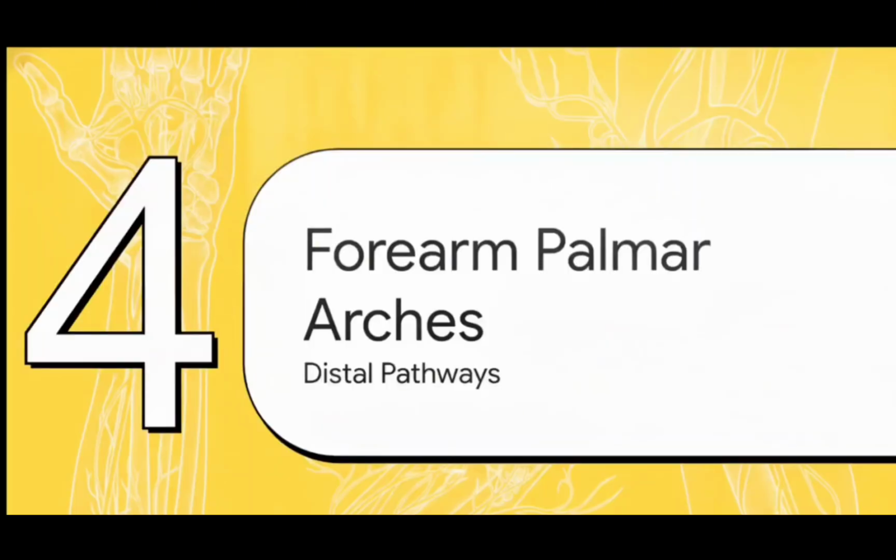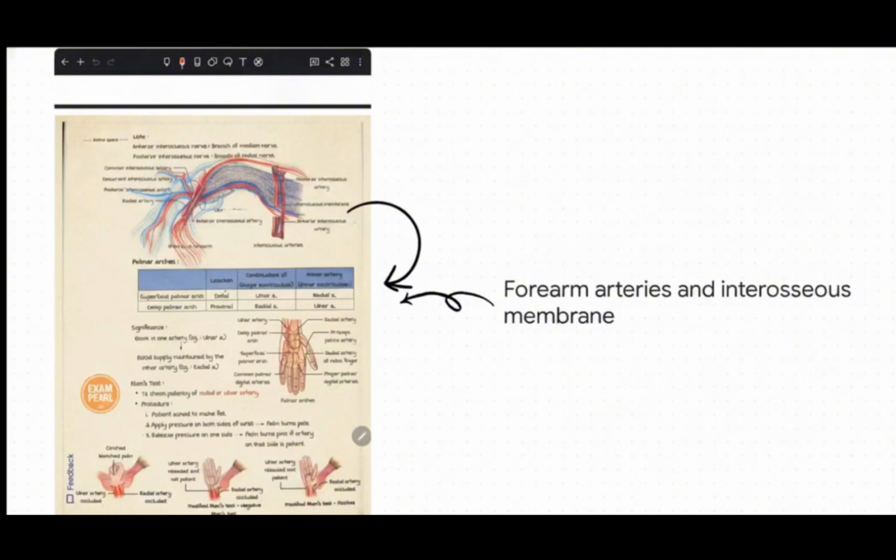Next up, Section 4, Forearm Arteries and Palmar Arches. Let's keep moving down the highway. We've navigated the arm, and now we shift our focus to the destination of our journey, the forearm, and the intricate network inside the palm of the hand. So the crucial point here is right at the neck of the radius, where the brachial artery divides.